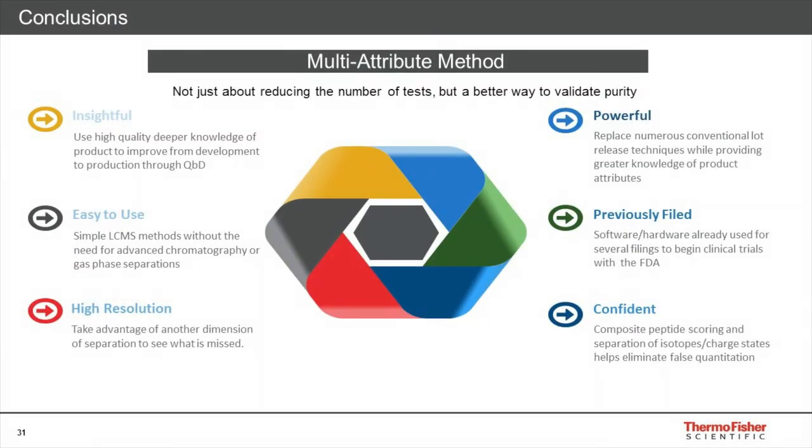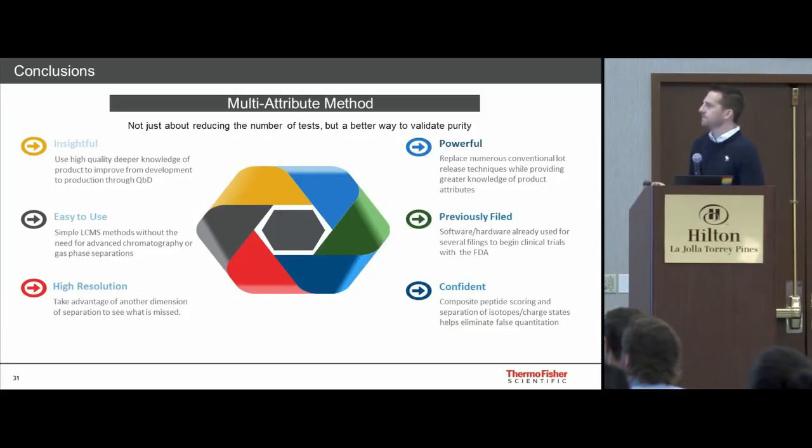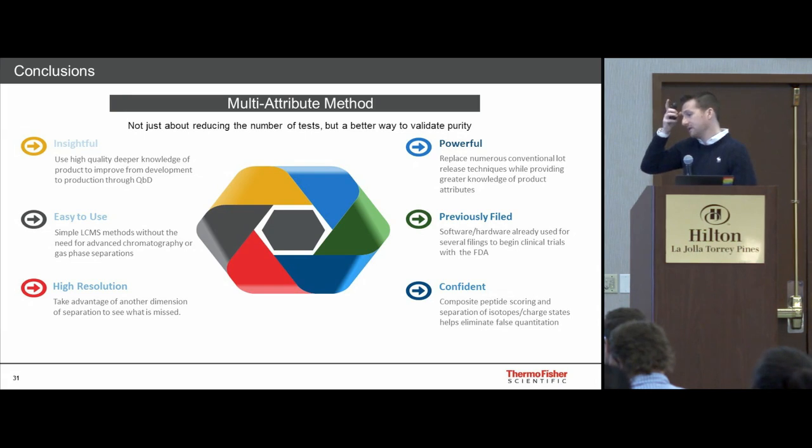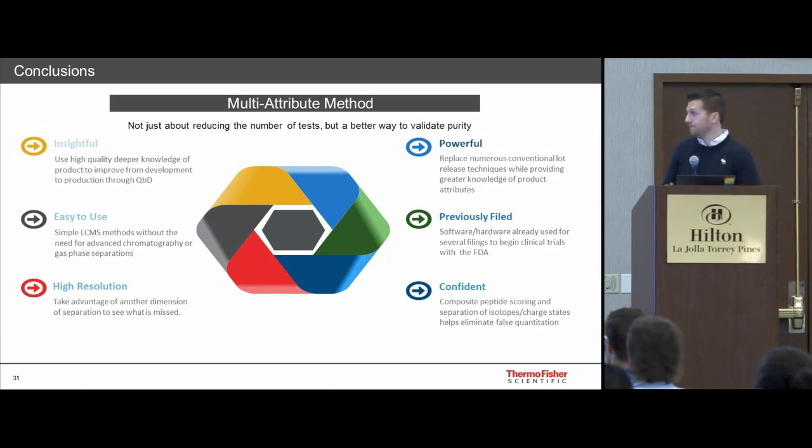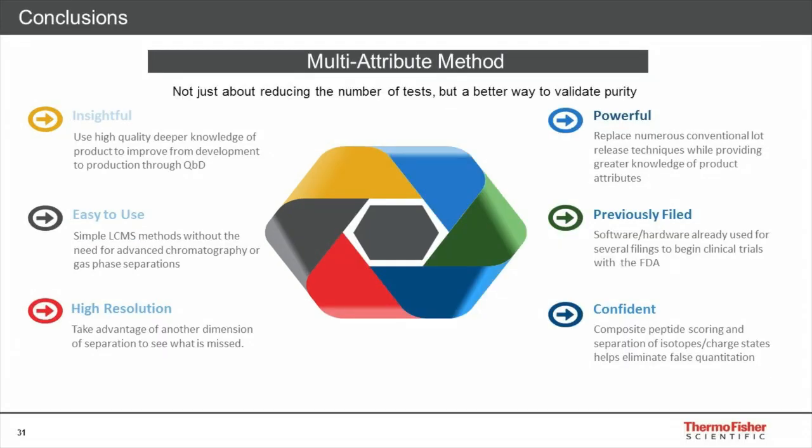And then to sum up, because I think I'm a little bit over. It's powerful. You can replace a lot of conventional lot release methods, but have deeper knowledge of the product. This has been used previously for filing to begin clinical trials with the FDA. So I'm not talking about something that could happen or might work. It was actually this software and this hardware, an Exactive Plus and a Q Exactive.